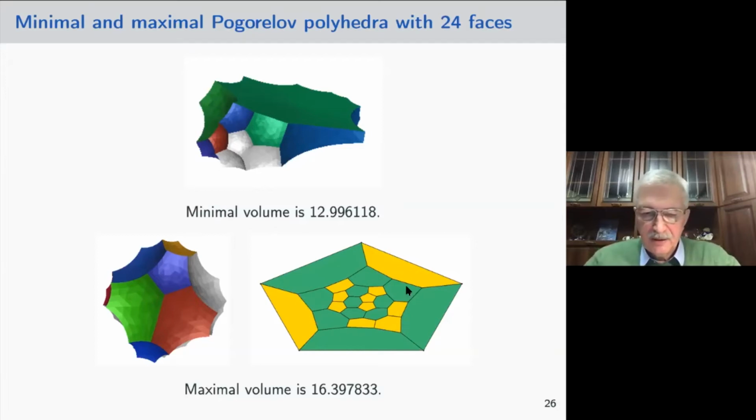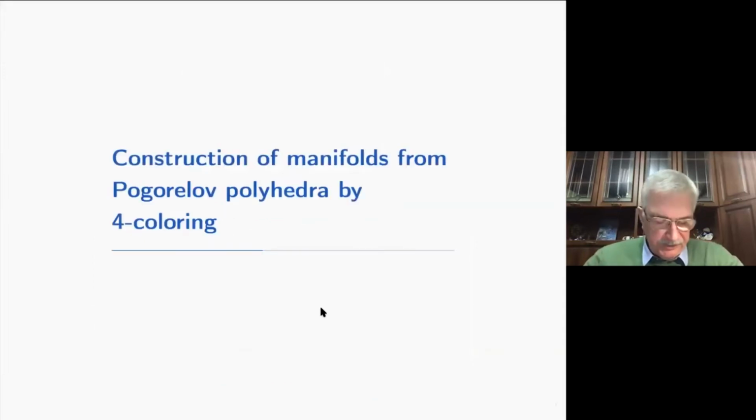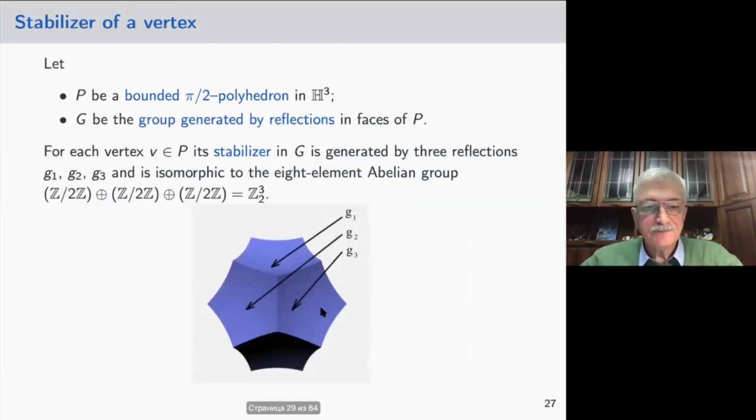And also the exterior face is a pentagon. So for each family, we can find the minimal volume polyhedron and the maximal volume polyhedron. And we also know bounds. And why we're so interested in these families: because we can construct three-dimensional manifolds from Pogorelov polyhedra. And it can be done using colorings. I just want to give a brief description.